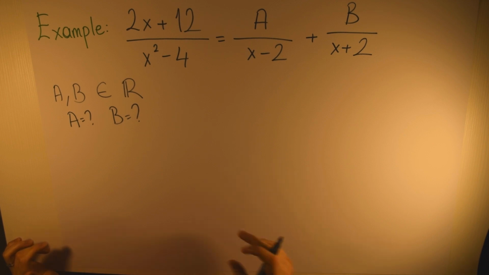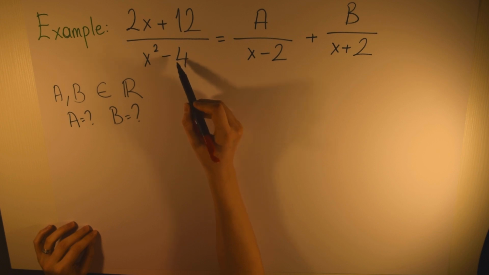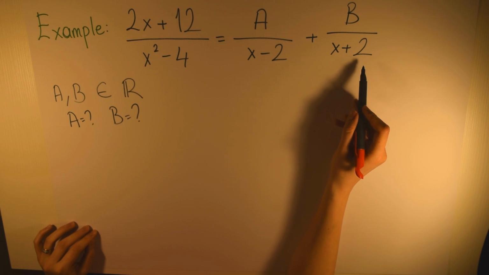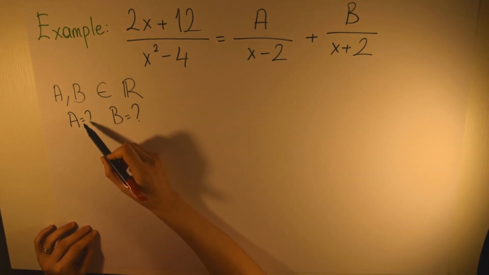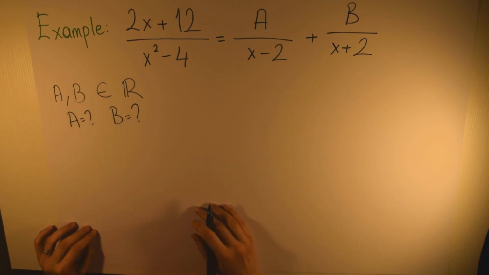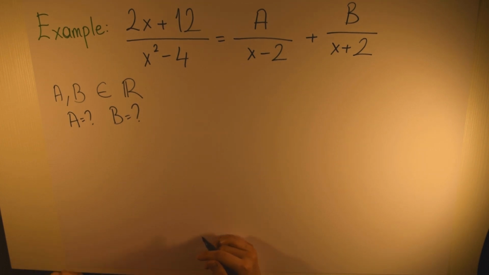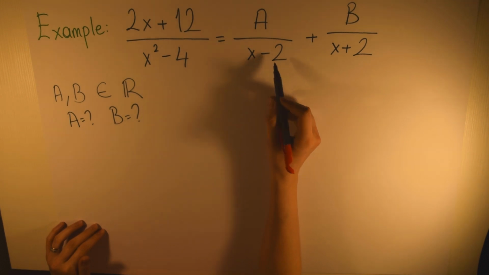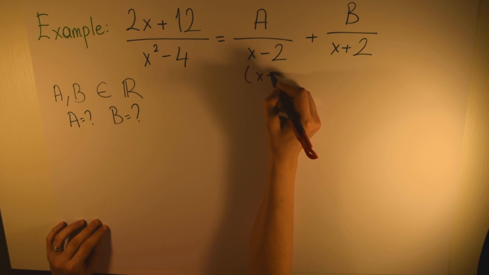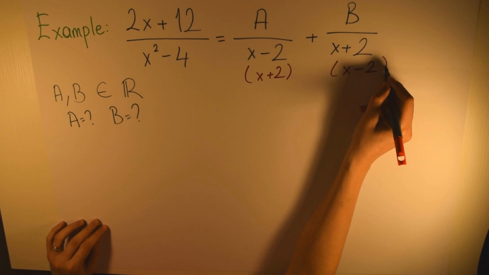And let's continue with another example. Here we have (2x plus 12) divided by (x squared minus 4) is equal to a over (x minus 2) plus b over (x plus 2). a and b are elements of real numbers. So what is a and what is b? So here first we need to get the common denominator by multiplying with one another here. So we will multiply this one with x plus 2 and this one by x minus 2.